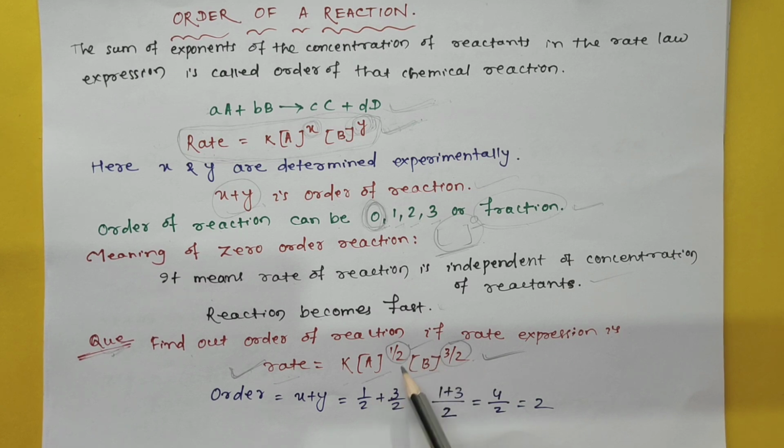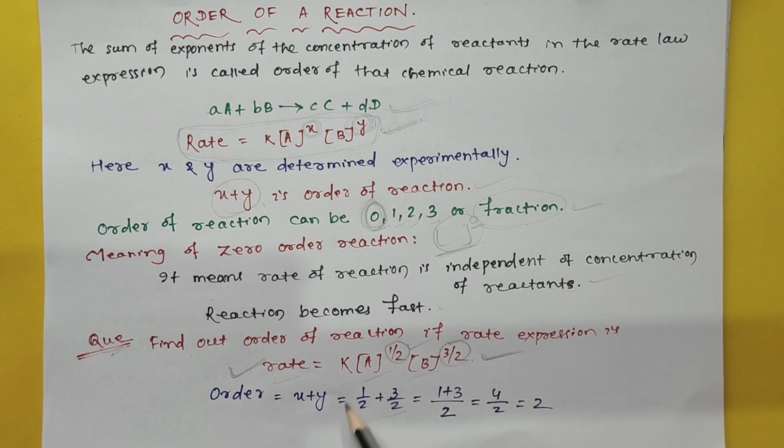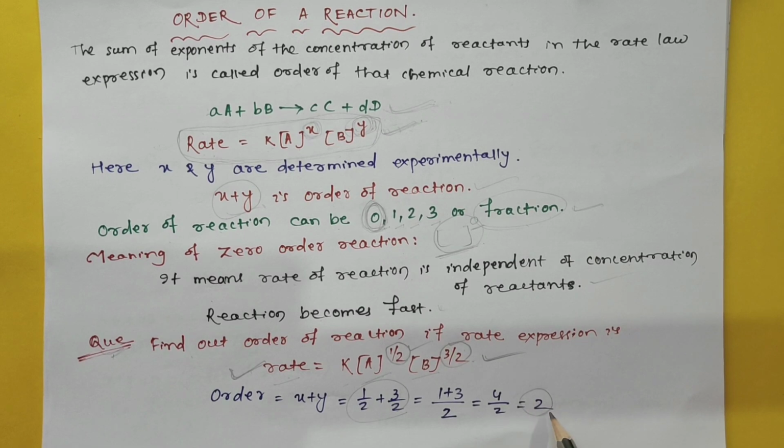So we have to add only half and 3 by 2. If we will add it, we will get what? How much? We will get 2. That is the order of the reaction.